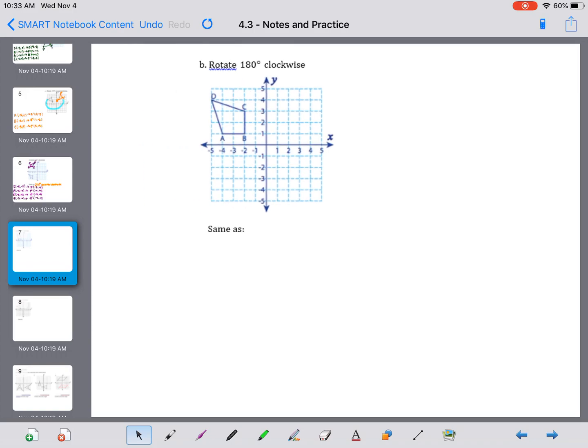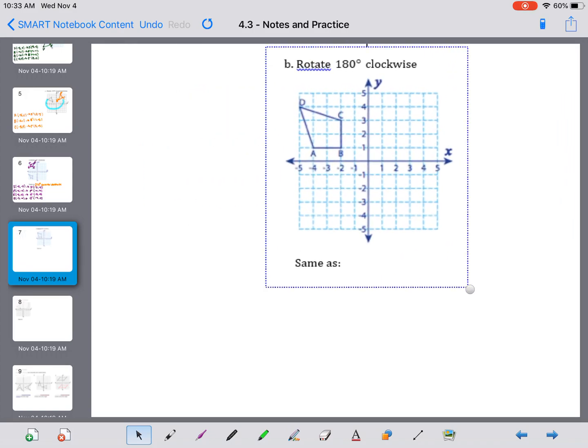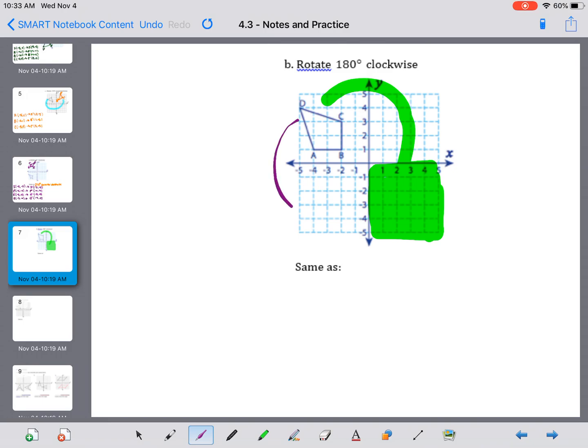If we look at B, we want to rotate this figure 180 degrees clockwise. Well, again, go the same direction as a clock. So we would jump 1, 2 quadrants. So we want to land here. That's 180 clockwise. Well, let's see what that is going counter. 1, 2. We still jump 2 counterclockwise.